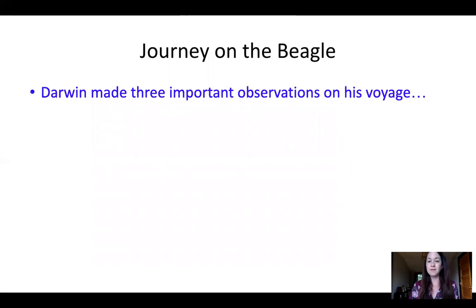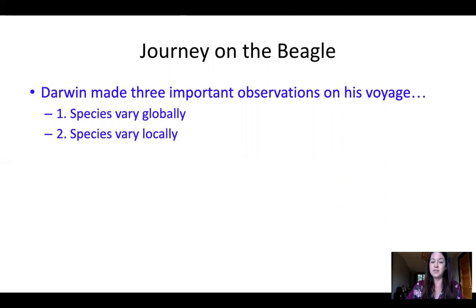So 3 important observations on his voyage. Notice that this is in blue, so this is the parts you might want to start getting down. 1, that species vary globally. 2, species vary locally. And 3, species vary over time.